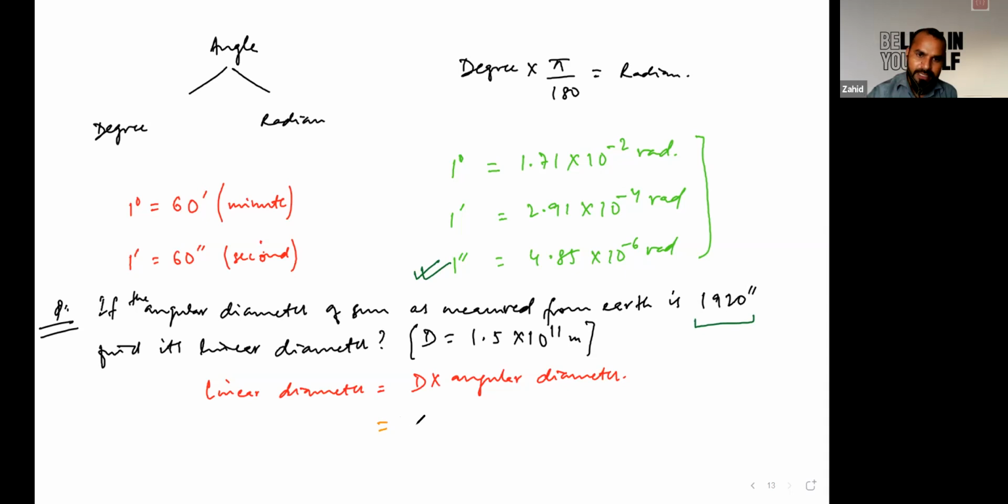Just put the value of capital D as 1.5 into 10 to the power 11. Angular diameter is 1920 seconds. Just multiply it by 4.85 into 10 to the power minus 6. Just multiply the whole term.